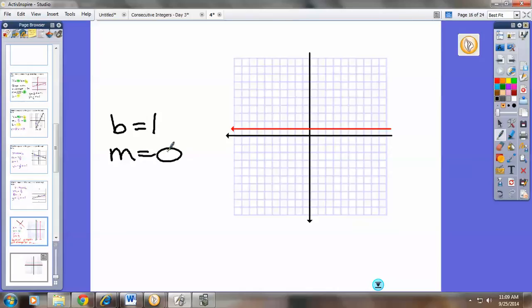Okay. Let's write our equation. Y equals m is 0, 0x plus 1. We can simplify that, don't we? Well, what is 0x? 0. Do I need to put that into my problem? No. Y equals 1 is sufficient. Y equals 1.